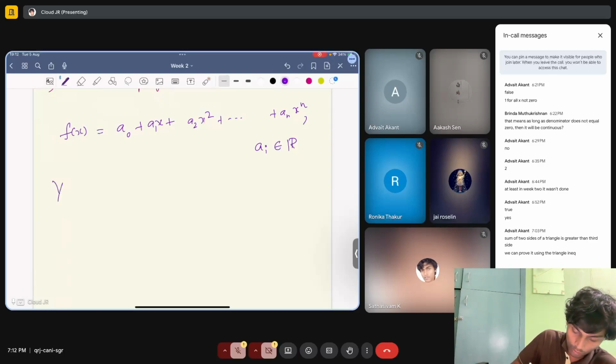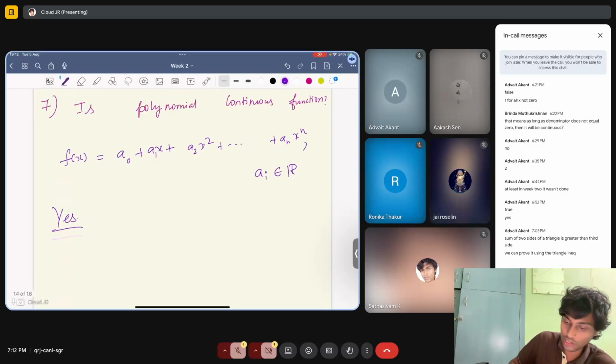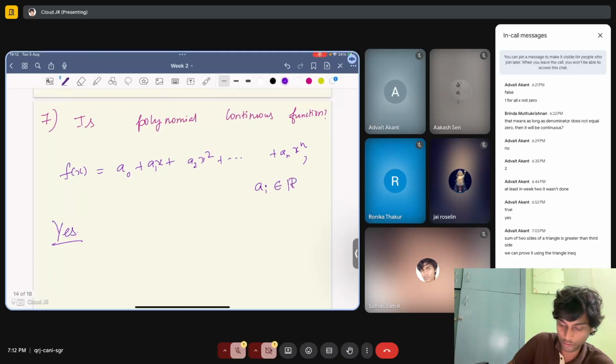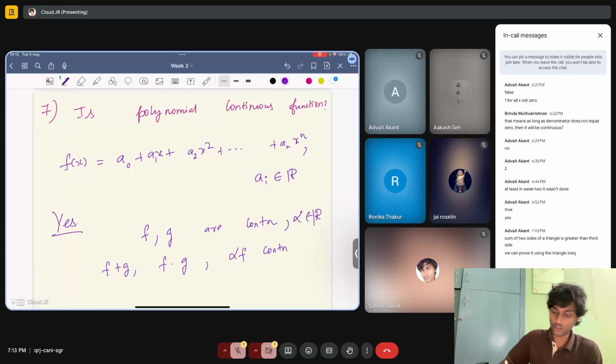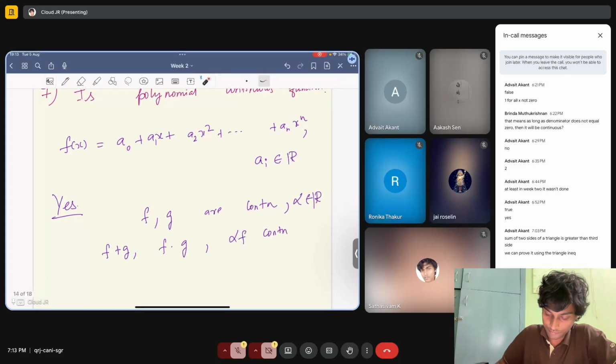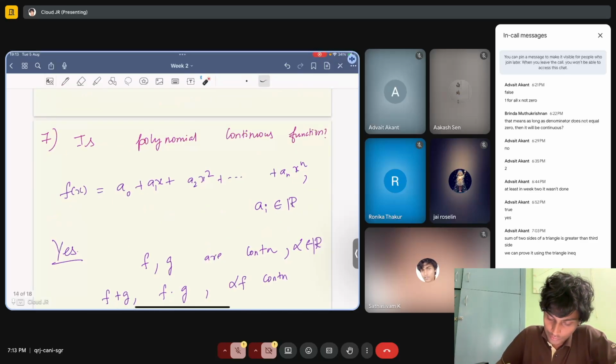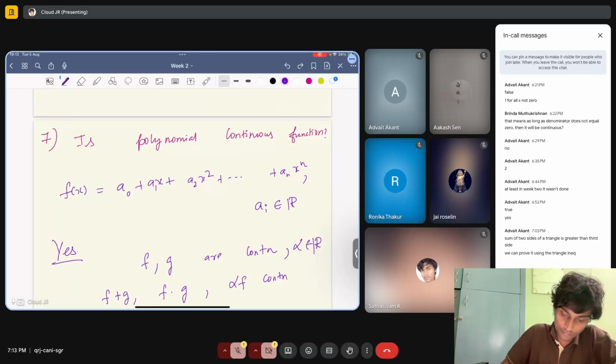And how will you do it? You just apply the algebra of continuous functions. If you have two continuous functions f and g, then what you know is f plus g is continuous, f dot g is continuous, alpha f is continuous, where alpha belongs to the real numbers. So these things are continuous, right? You apply this repeatedly.